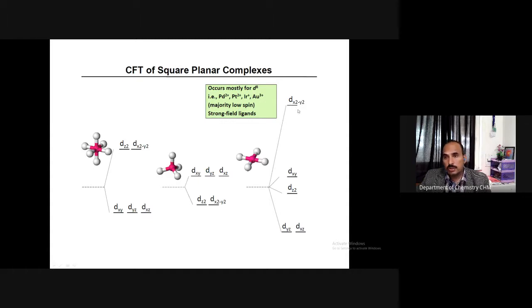So obviously the energy of this orbital will be very high, and next, all four ligands, although not directly affecting the dxy orbital, are close. They are just at a 45-degree angle because they are in between the axes, right?